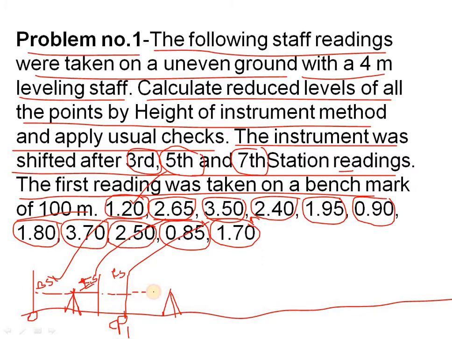So we are seeing the instrument here. This will be the BS, BS of 2.4. Now the next point, which is 1.95, will be the intermediate side. This point will be the IS. And the next point, which is 0.90, what will it be? You can see here.